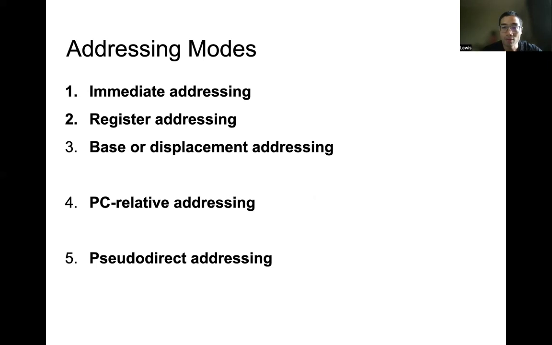Now to sum up, if you look at all the prior mini lectures, we talked about different addressing modes, and there are 5 of them. The first one is immediate addressing. The second one is register addressing. These 2 are very simple. The first one means that you specify the address inside your instruction, so that's called immediate. The second one is that your address is stored as a value inside a register.